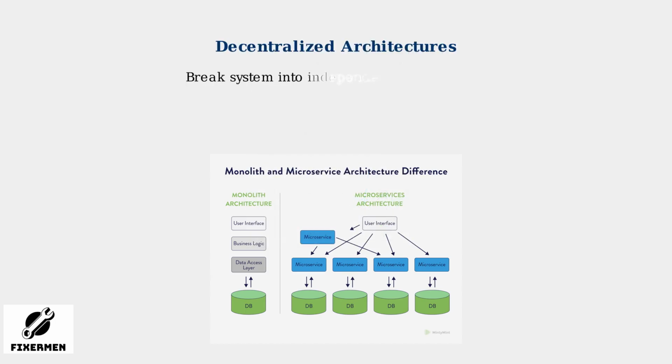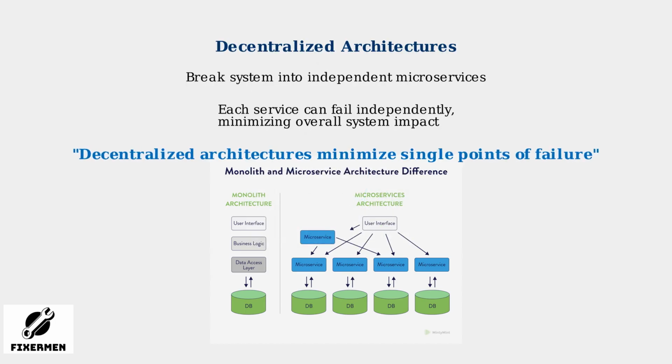Experts recommend decentralized architectures, such as microservices, where the system is broken into smaller, independent services. This way, if one service fails, others continue operating, greatly reducing the impact of errors like PayPal's HTTP 500.